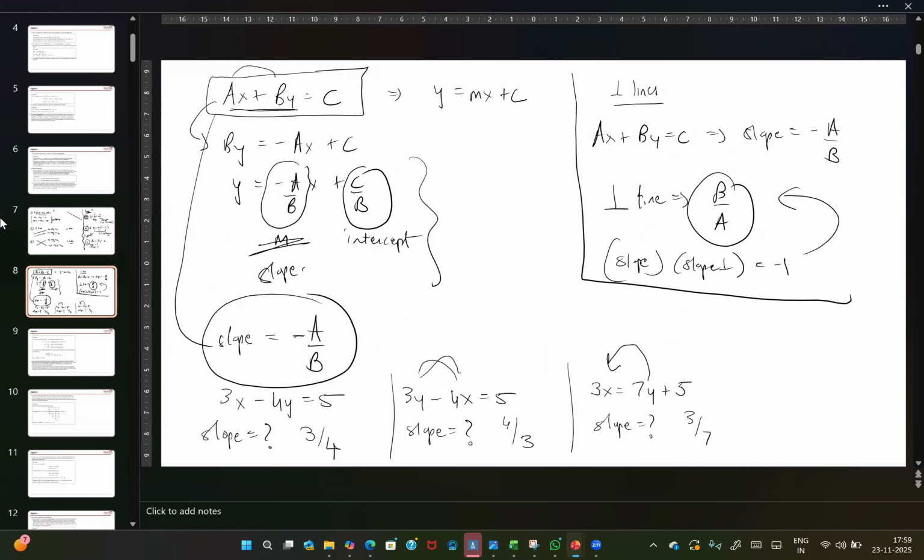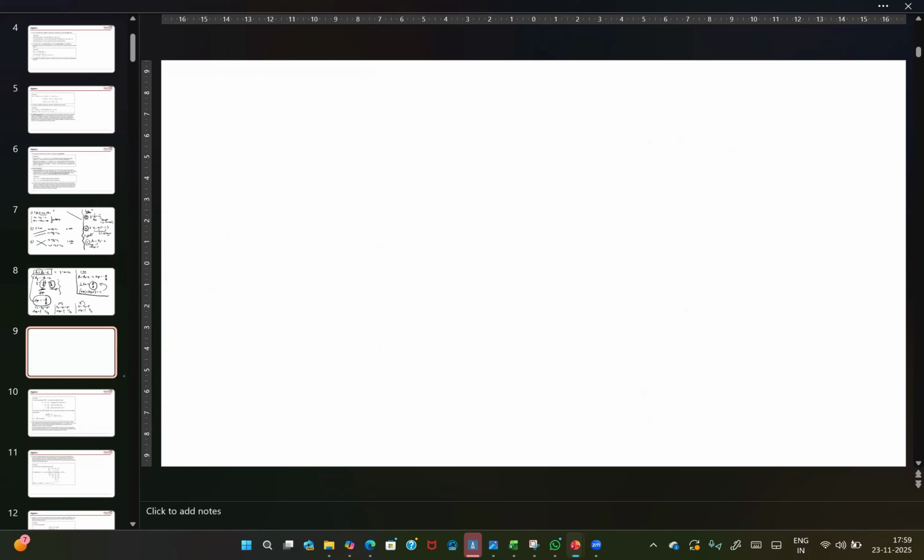Make sense? Now, just a bit on graphing. Sometimes it's important to graph in coordinate geometry also. So if I tell you the equation is 3x minus 4y equal to 5, how will I graph this?